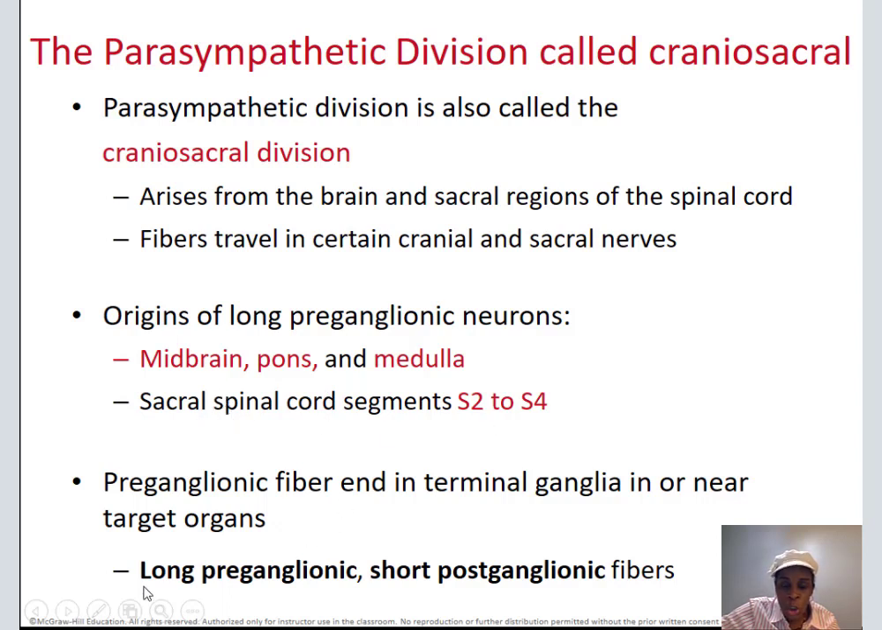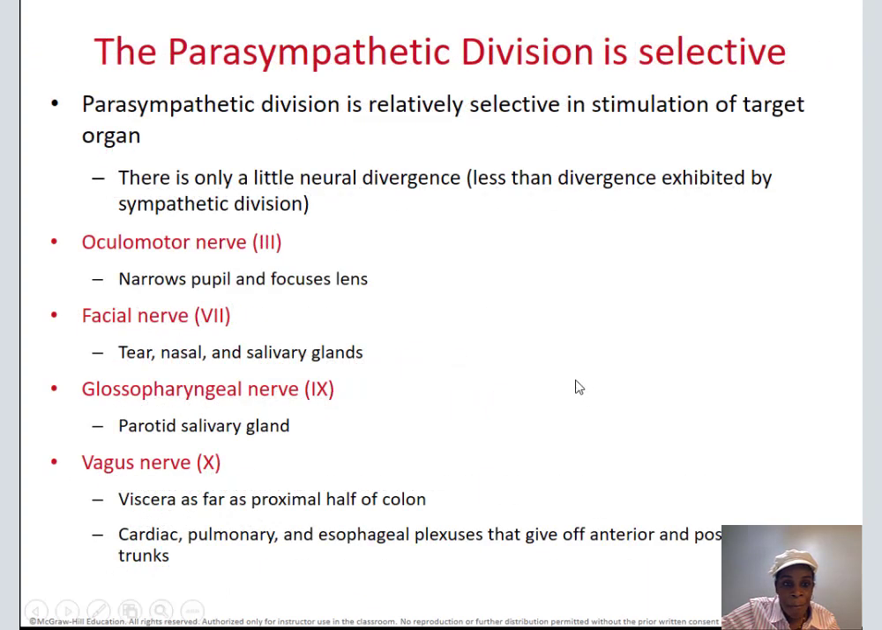The difference is that it has a long preganglionic and short postganglionic. So the parasympathetic division is more selective, right? It picks specific organs you need to excite. So there is only a little neural divergence, less than the divergence exhibited by the sympathetic nervous system. Let's look at the parasympathetic.